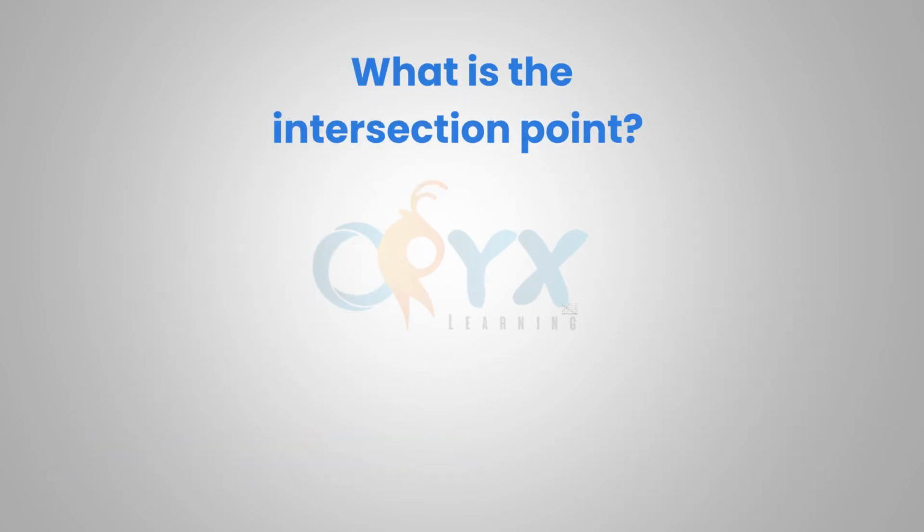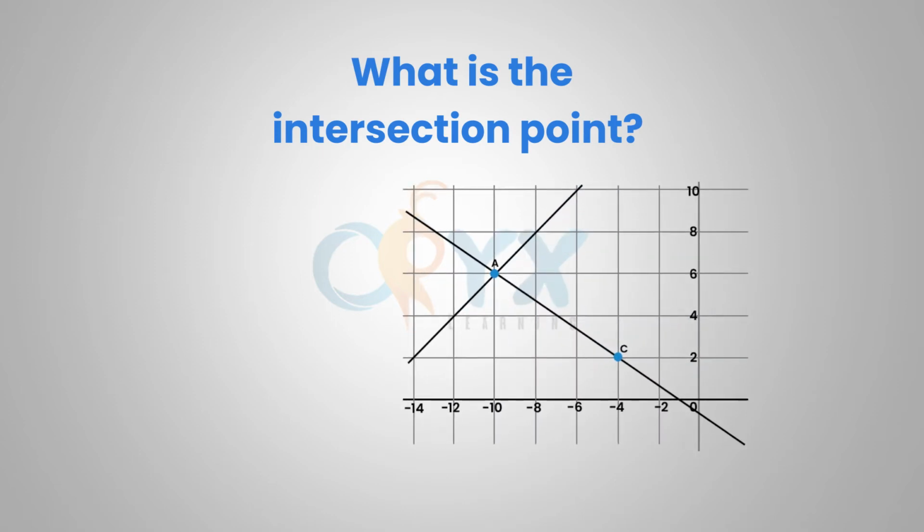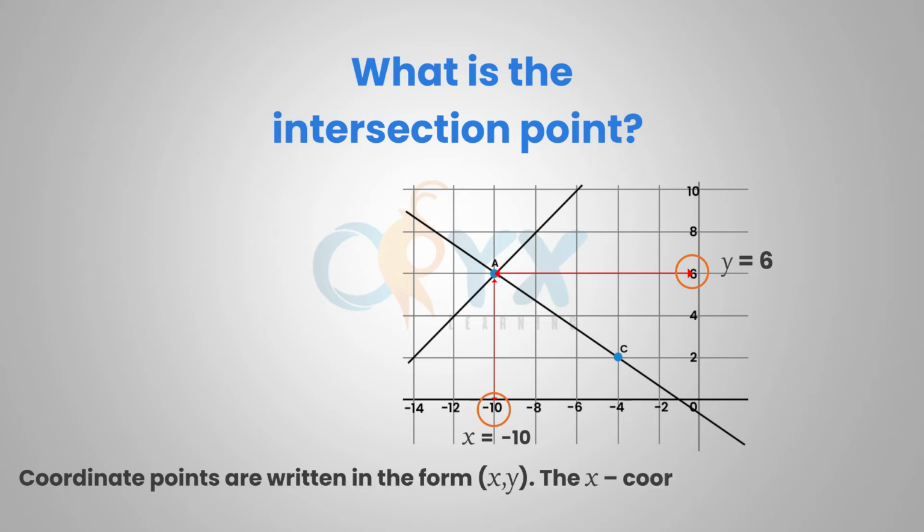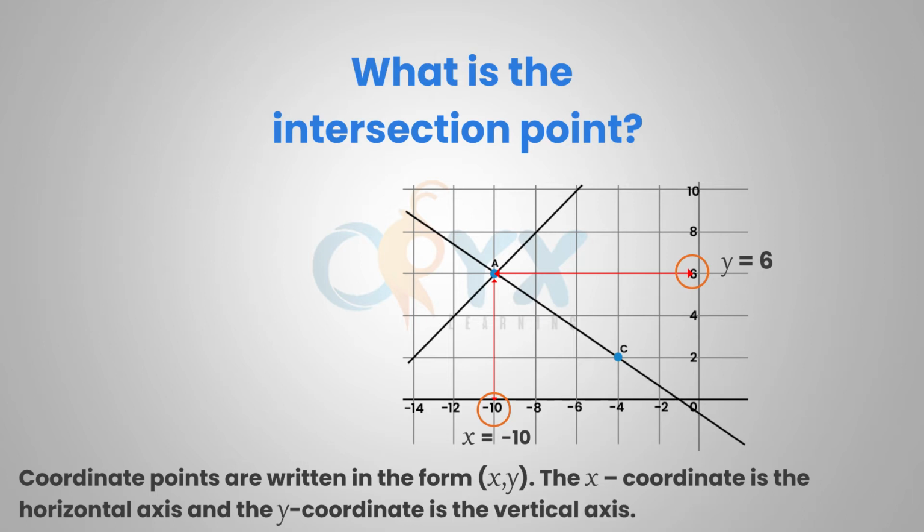What is the intersection point in the graph shown below? We can see that the intersection point is at an x value of -10 and a y value of +6. Coordinate points are written in the form (x, y). The x-coordinate corresponds to the horizontal axis, and the y-coordinate corresponds to the vertical axis. So in this case, we have the point (x, y), or (-10, 6).